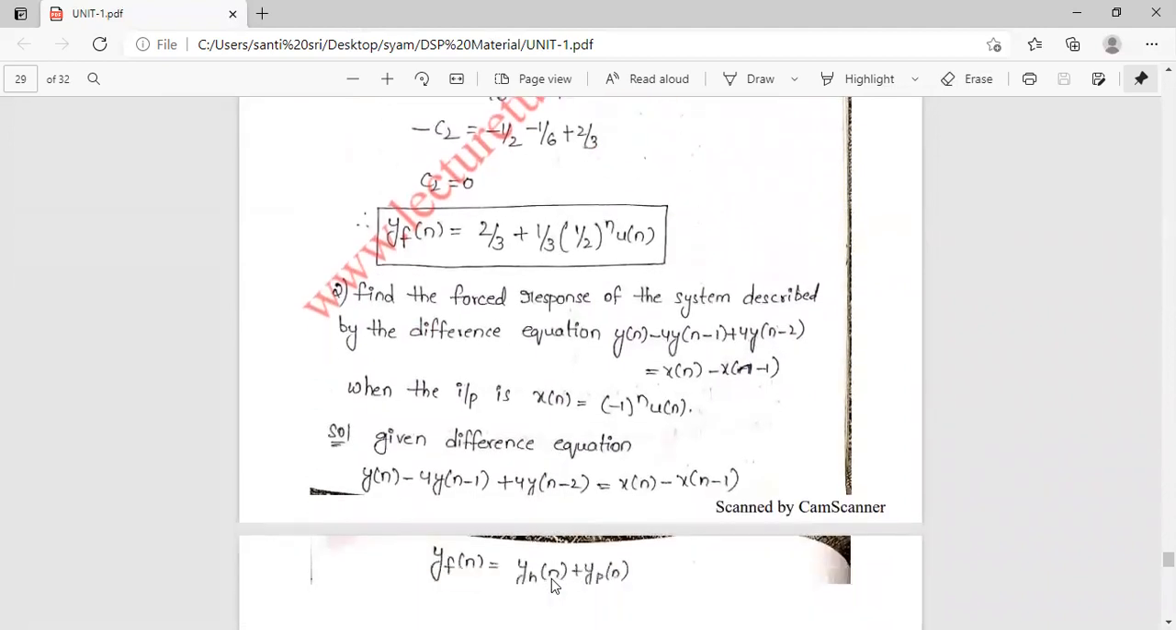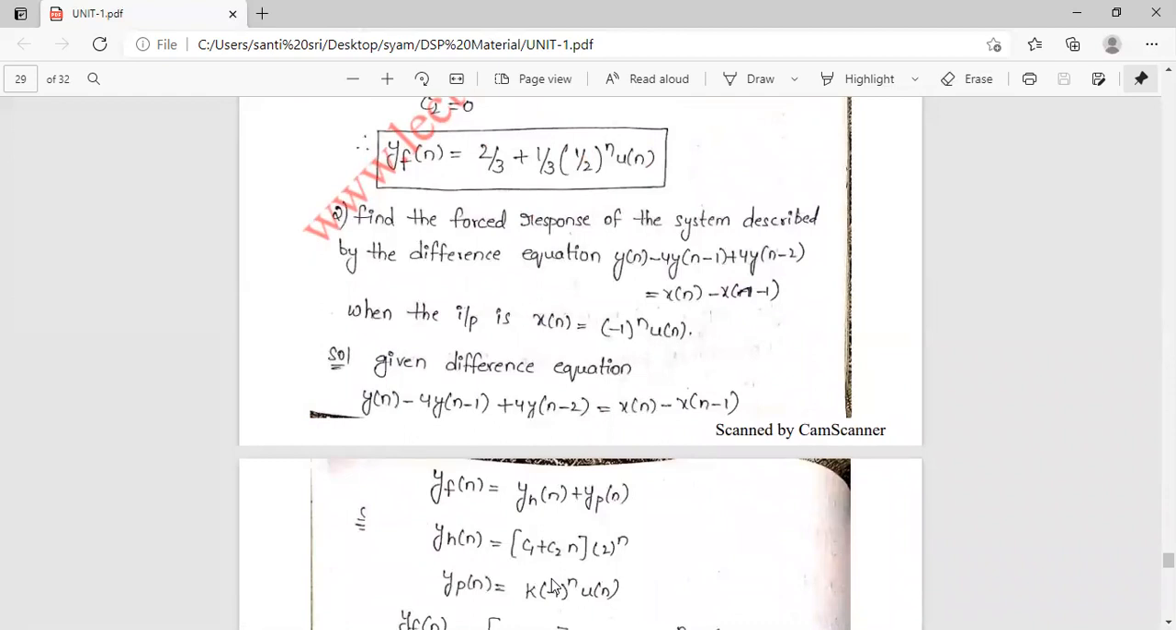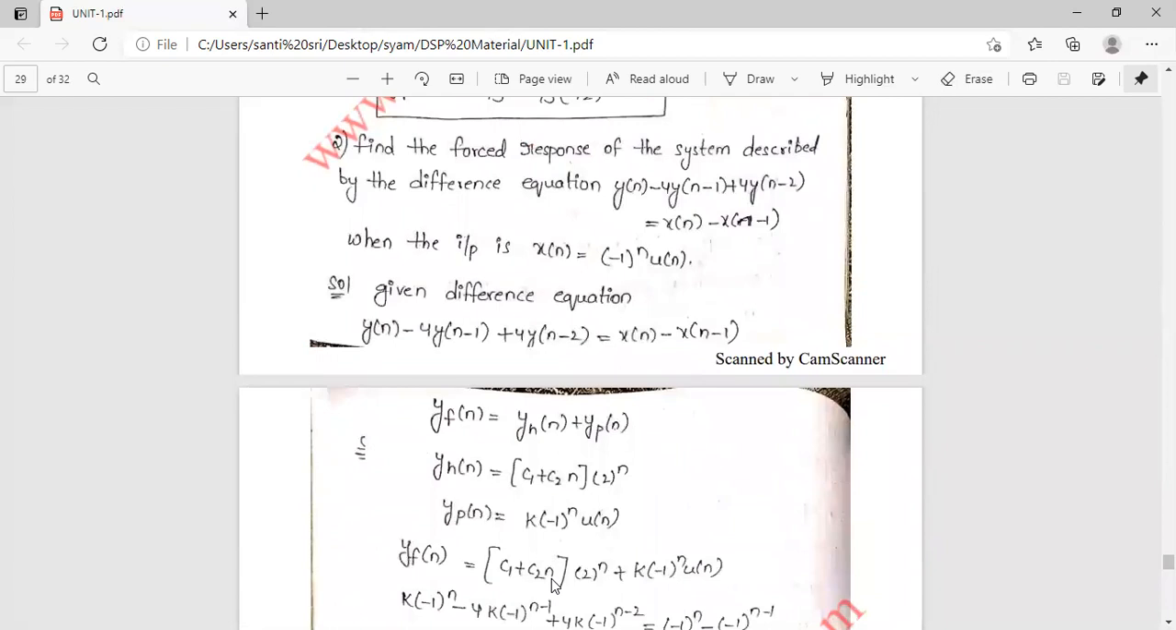Okay, so in the same manner, another problem: find the forced response of the system described by the difference equation y of n minus 4 into y of n minus 1 plus 4 into y of n minus 2 is equal to x of n minus x of n minus 1, with the input x of n equal to (-1)^n into u of n. Okay, so what is the given difference equation? Y of n minus 4 into y of n minus 1 plus 4 into y of n minus 2 is equal to x of n minus x of n minus 1. So what is the forced response solution? So y of n is equal to yh of n plus yp of n.